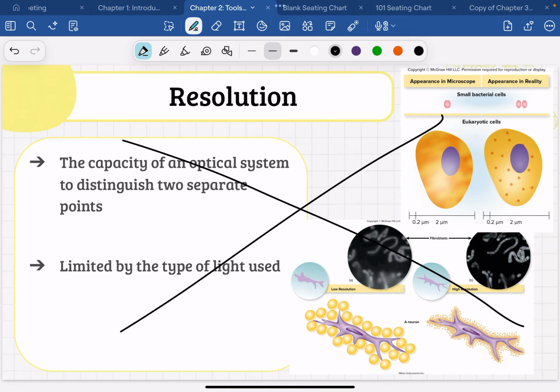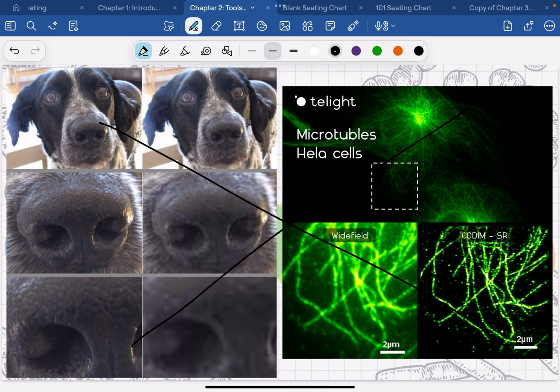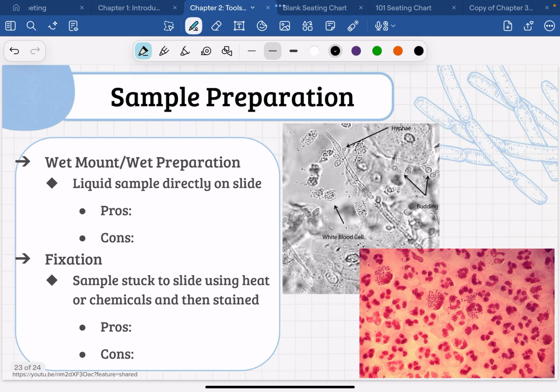Okay, we're not going to talk about resolution. Like I said, we're skipping a bunch of stuff. We're not talking about this. This has to do with resolution. We're not talking about contrast. Skipping all of it. Okay, we are going to talk about this.